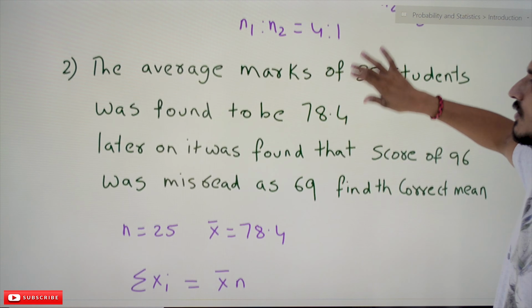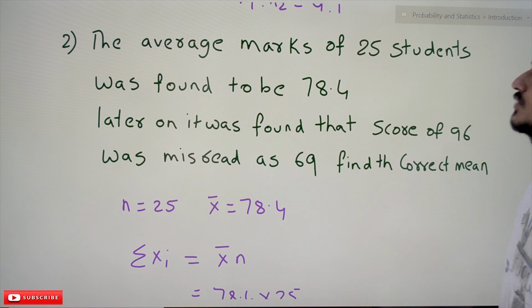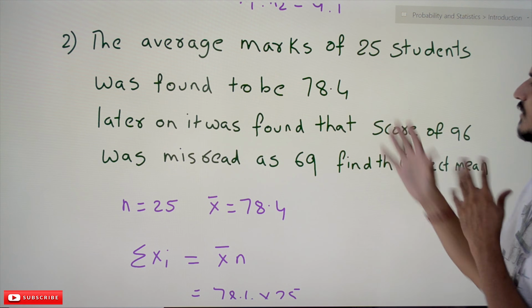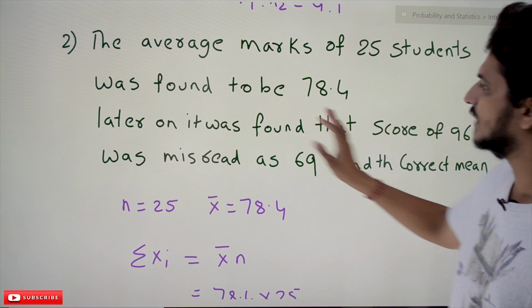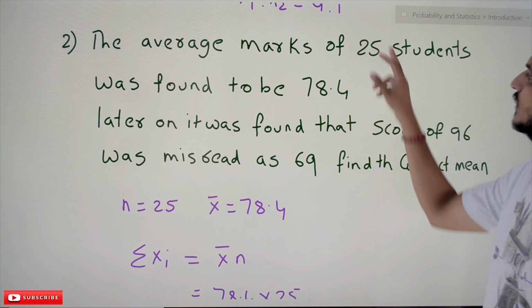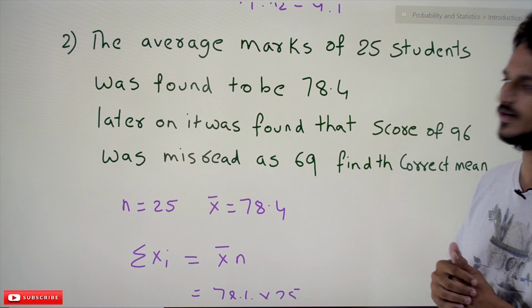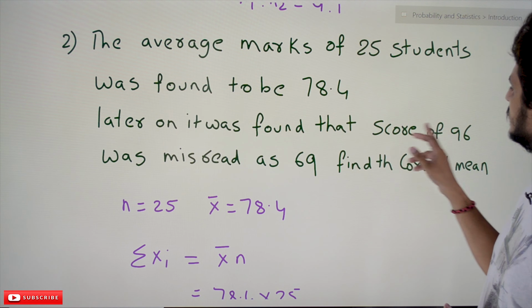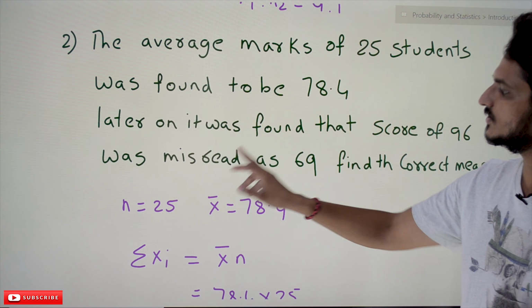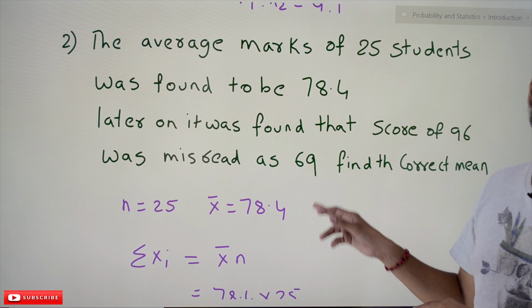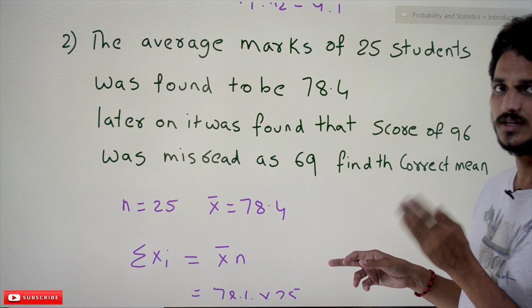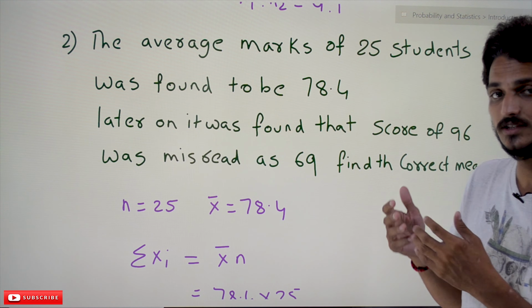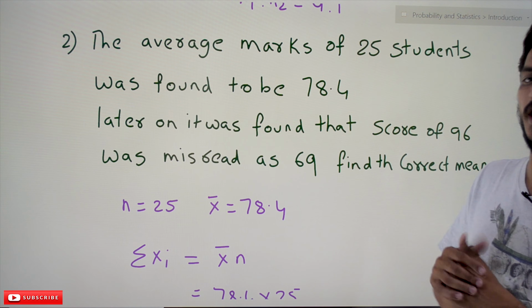The second problem: the average marks of 25 students was found to be 78.4. Means the mean value of 25 students' marks has been given. Later on it was found that a score of 96 was misread as 69. So one of the students' score is 96, but instead of 96 it was read as 69.